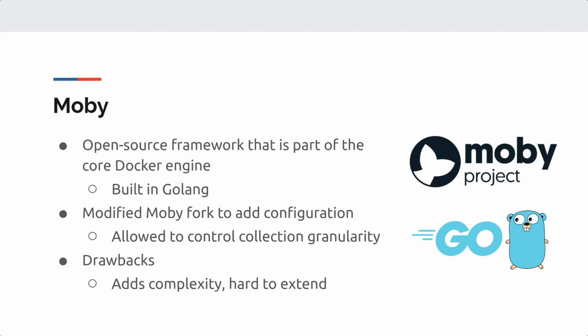The final monitoring tool we looked at was Moby. Moby is a framework part of the core Docker engine built in Golang. Moby runs as a daemon, communicating with the Docker CLI through Unix sockets. We added a configuration option to a forked version of Moby that allowed for collection granularity and automatically started collection for running containers and saved stats to a log file.